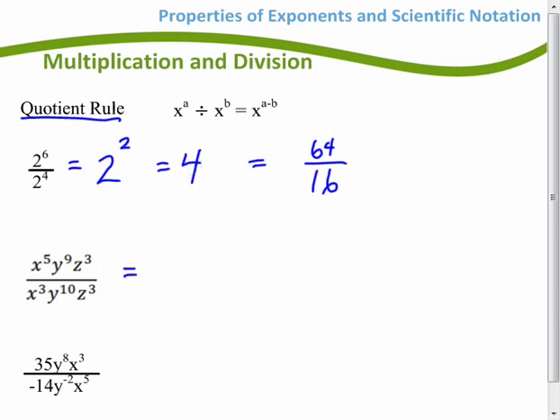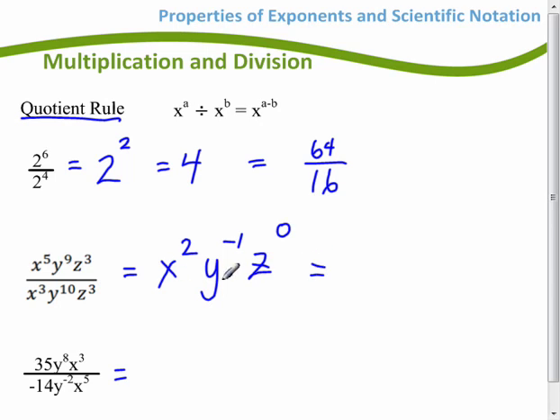Okay, here's two other examples. Go ahead and press pause, see if you can do them. Okay, hopefully you've pressed play again. Common bases, subtract exponents. 5 take away 3 is 2. 9 take away 10 is a negative 1. Ooh, don't know if I like that. Well, we'll fix it later. Z cubed divided by z cubed. 3 minus 3 is 0. And we learned earlier that anything to the 0 power is equal to 1, just the number 1. Not an exponent 1, but just the number 1.